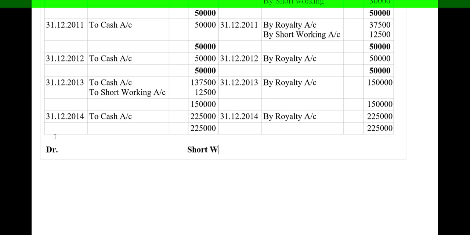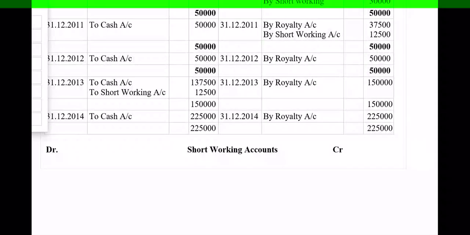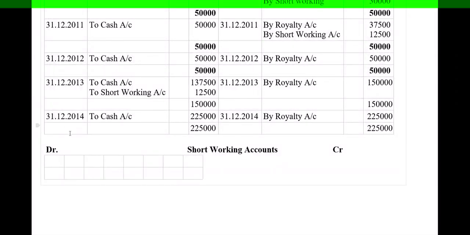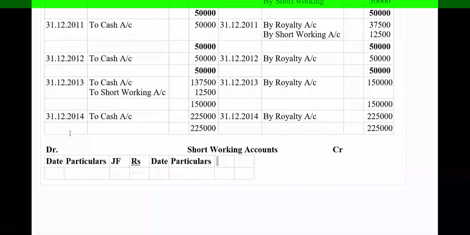Short working account. So now let me insert the table here. So date, particulars, journal folio, rupees, date, particulars, journal folio, rupees.